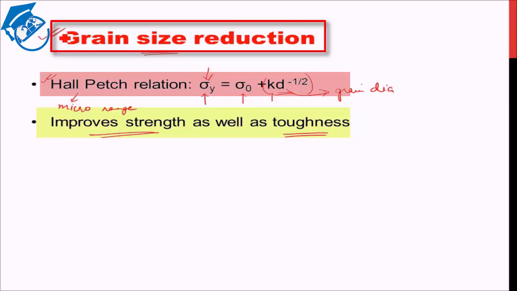So you actually need other methods if the strength requirement is more than can be achieved by grain size reduction. Okay.